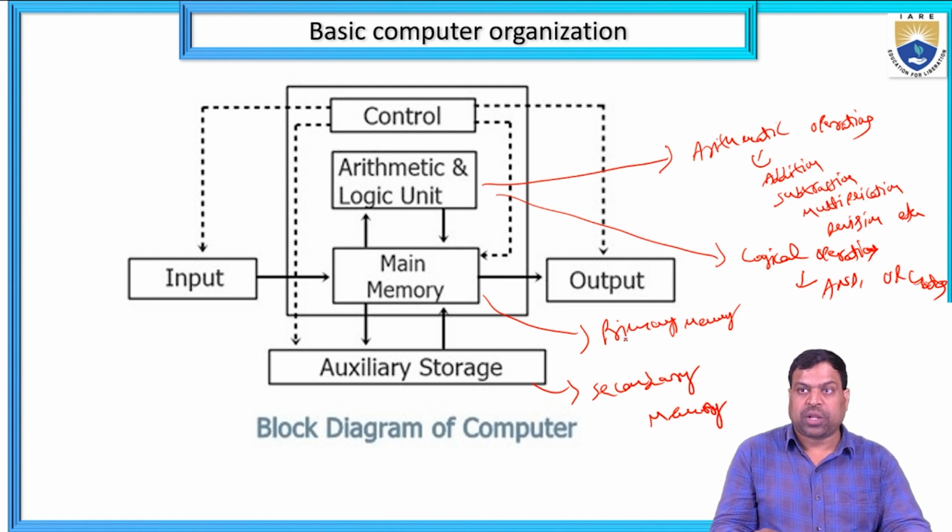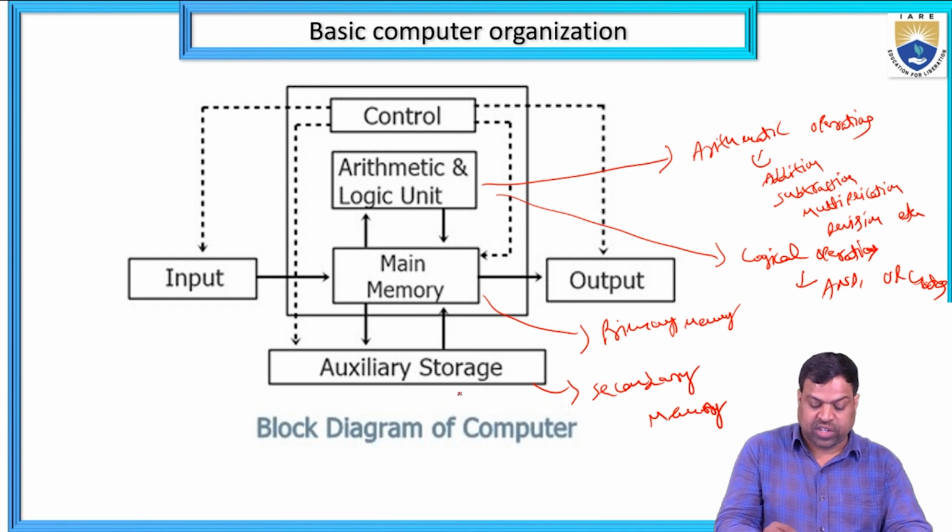So these primary memory and the secondary memory are connected. The primary memory, I am calling the main memory, and the secondary memory is the auxiliary storage. So it is externally connected. It is the peripheral connected to the main memory.